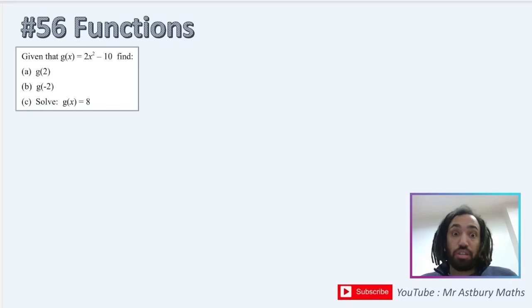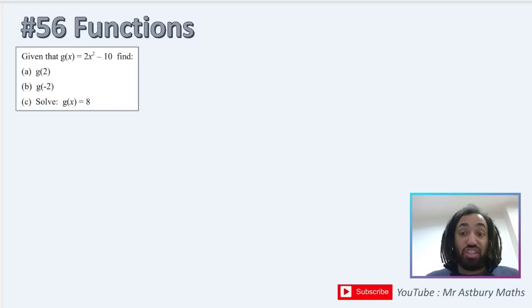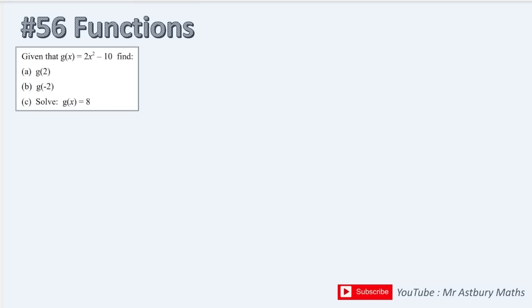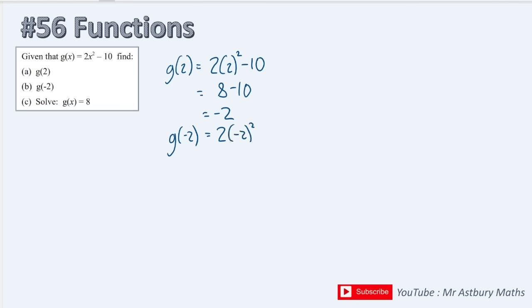56, functions. Not much to say about them really, let's just get straight into it. g of 2 basically means sub 2 into g, so we get 2 squared minus 10, and that's equal to 8 minus 10, which is minus 2. g of minus 2 means sub in minus 2 into g. So I get 2 minus 2 squared minus 10, and this gives me exactly the same thing, 8 minus 10, which is equal to minus 2.